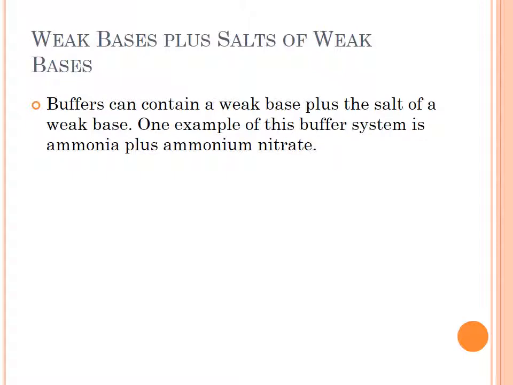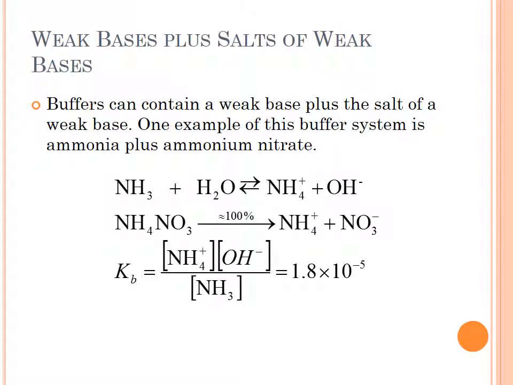Buffers can contain a weak base and a salt of that weak base, for example, ammonia plus ammonium nitrate. So we've got the ammonia reacting with water to form ammonium ion and hydroxide ion, and we've got ammonium nitrate dissociating to form NH4+ and NO3-, where the Kb would be ammonium ion times hydroxide ion divided by ammonia concentration, equal to 1.8 times 10 to the negative fifth, which is the Kb for ammonia.